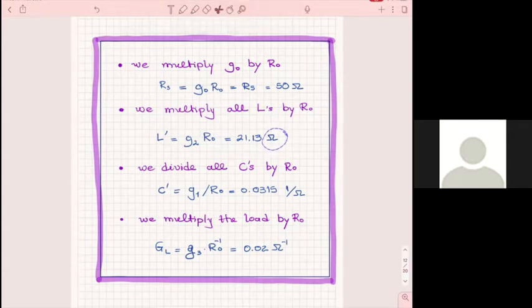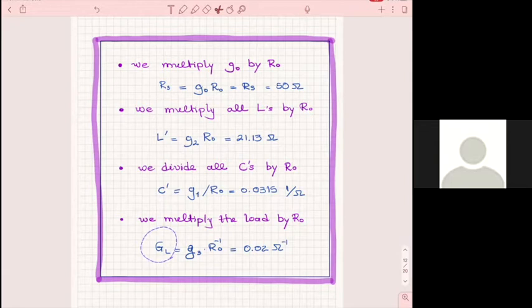Now, according to the impedance transformation, we divide all of the C's by R naught. So practically we have this one. When you see dividing all of the C's by R naught, then they become 1 over omega. And again, we know that this is not our real capacitance, because capacitances are not 1/ohm. They are farads.